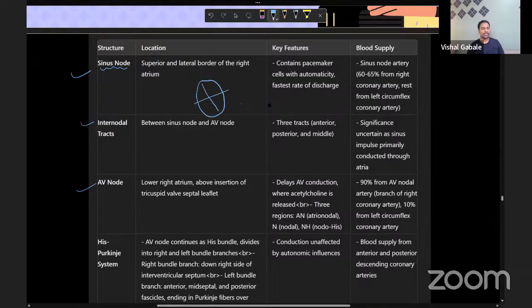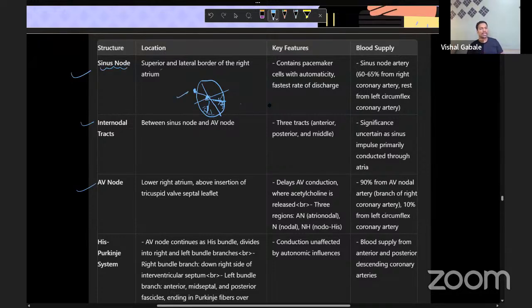You can see again. Here is the SA node, here is the AV node, here is your bundle of His. Here are your right bundle branch and left bundle branch. This is right, this is left. Then it divides into the Purkinje fibers, supplying each ventricle. Got it? And these are the internodal tracts between the SA node and AV node. Is there any doubt about that?